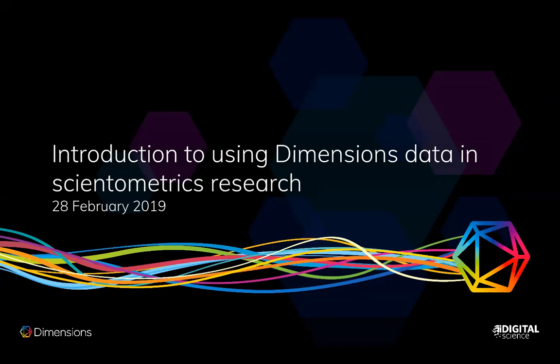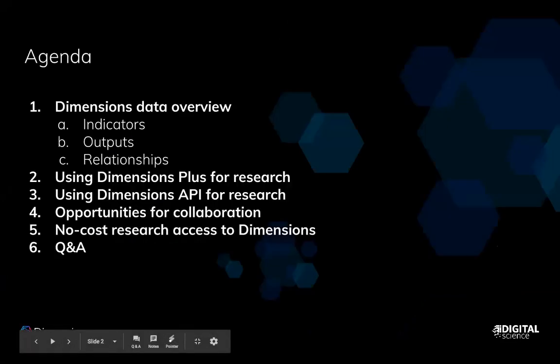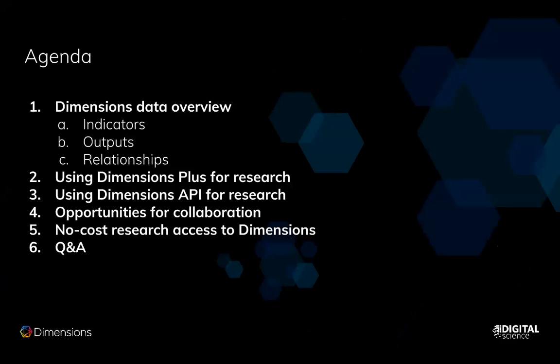Here's our agenda for today. We are going to talk first through the meat and potatoes of this particular topic. I'm going to give you an overview of Dimensions data. I imagine it might be a bit new to some of you, and Dimensions is a departure in terms of your typical ANI database. So I'll talk through what indicators are available to study, what kind of outputs we index, and the relationships that the data offers between various outputs and indicators.